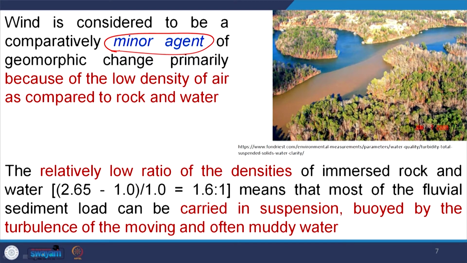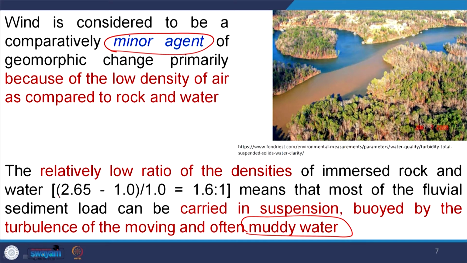So, that means there is a huge density contrast between the product as well as these processes. There is a relatively low ratio of densities of immersed rock and water, which means we are talking about muddy water. Once the rock and water are immersed together, the water becomes muddy, sediment-laden water, with a relatively low density contrast between immersed rock and water.